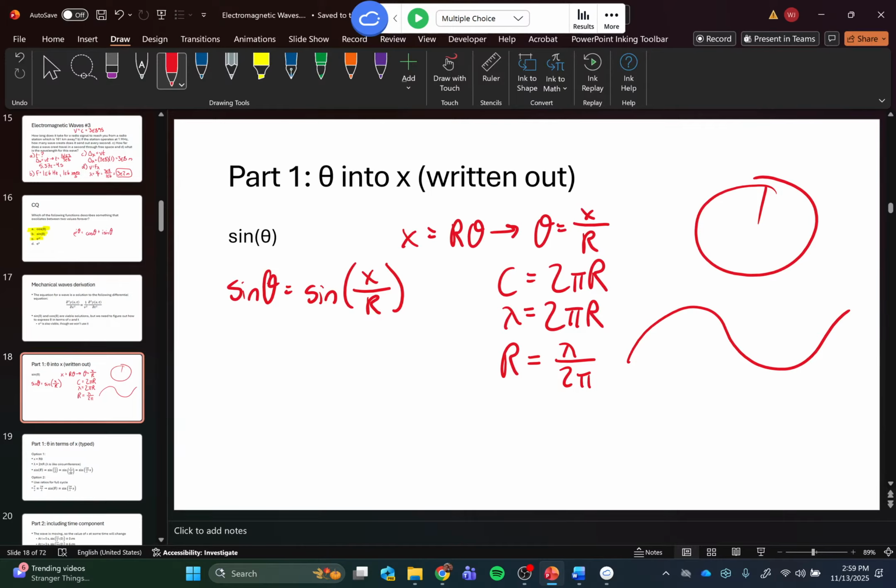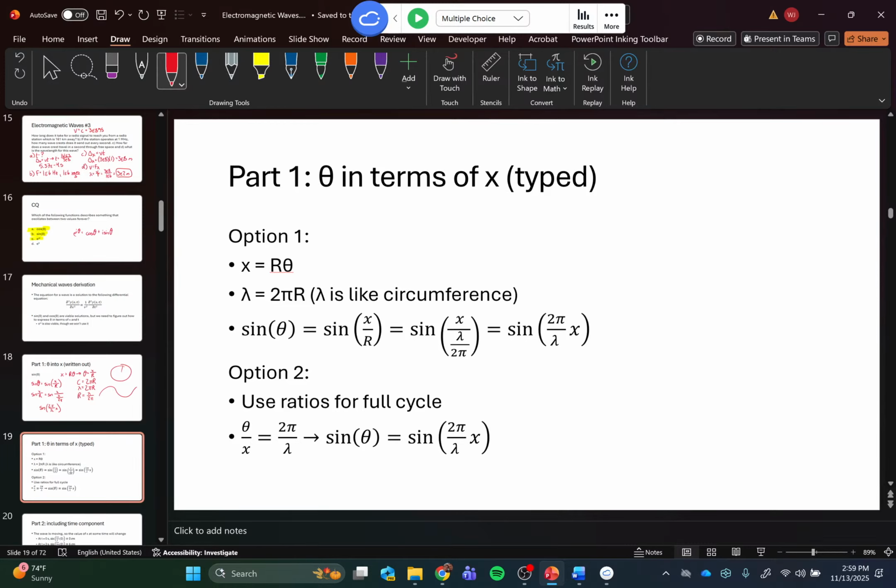r equals lambda over 2 pi, and we just plug that in there. So sine of x over r equals sine of x over lambda over 2 pi. So therefore, sine of 2 pi over lambda times x. Yay! We have written theta in terms of x. A little bit of a funky way, but we utilize circles. We're cool with circles. Waves act like circles. They oscillate. There it is, a little nicer.